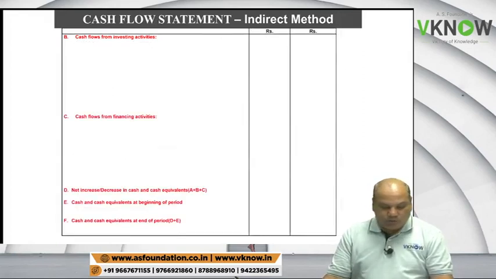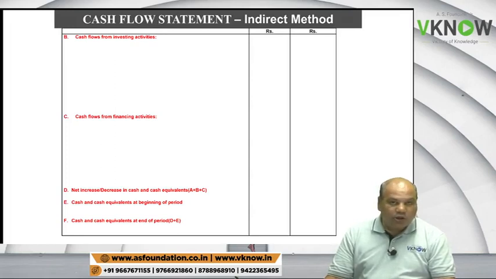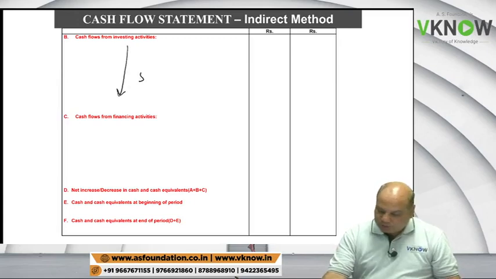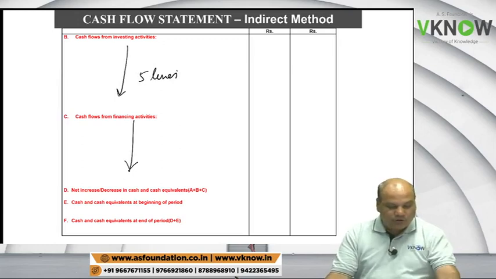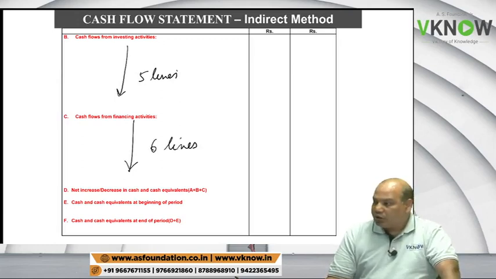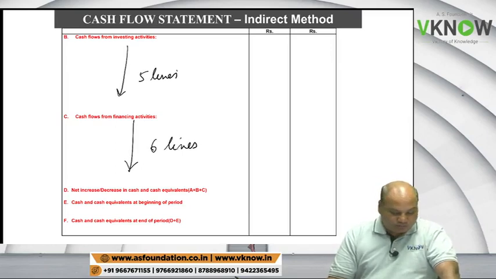Then write down point number B. Point number B, cash flow from investing activities. Keep 5 lines blank here. Cash flow from financing activities. Keep 6 lines blank here.